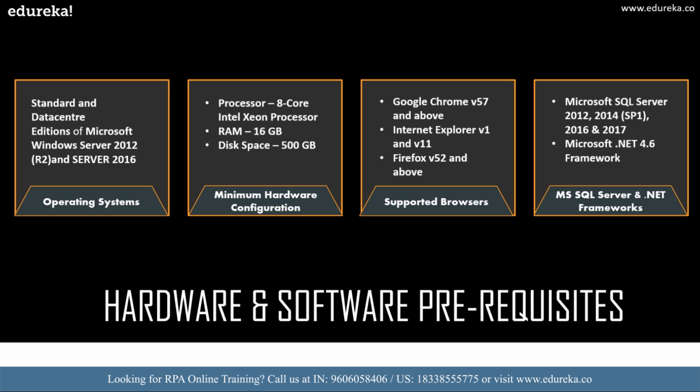You must have standard and data center editions of Microsoft Windows Server 2012, R2, and Server 2016. You should have a basic processor, an 8-core Intel Xeon processor, and a RAM of 16 GB with at least 500 GB disk space.